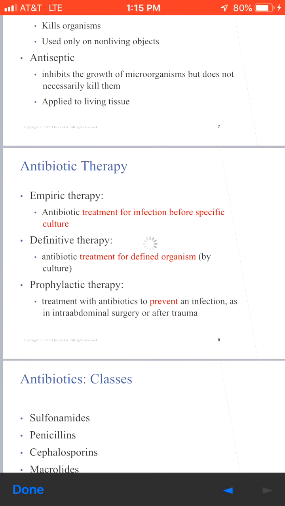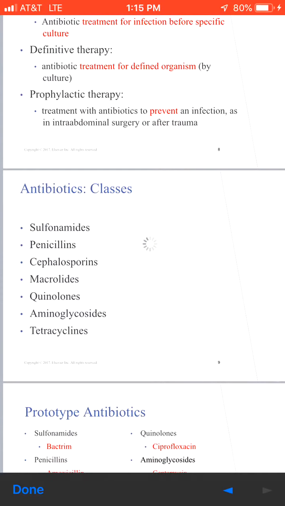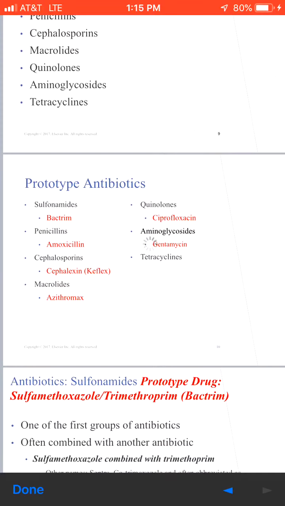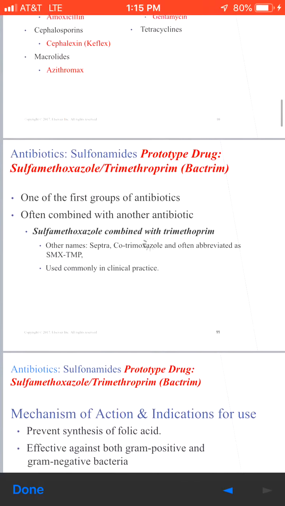This is talking about antibiotic therapy. Empiric therapy is treatment for an infection before a specific culture, so they're usually broad spectrum that cover multiple organisms. Definitive therapy is once you know what the organism is, typically by sending a culture to the lab and it identifies it, then you give a specific antibiotic. And then prophylactic therapy is treatment with antibiotics to prevent any type of infection. So you might give it before surgery or after a trauma to prevent infection.